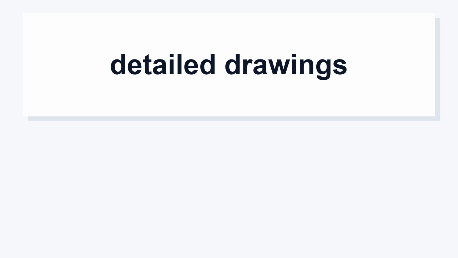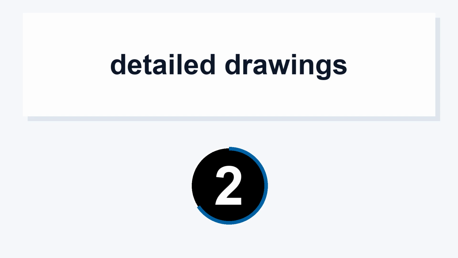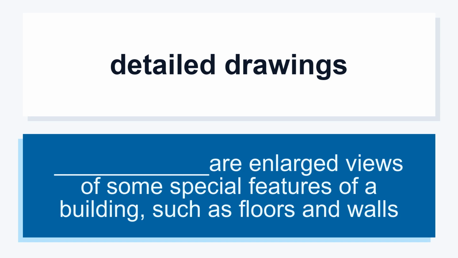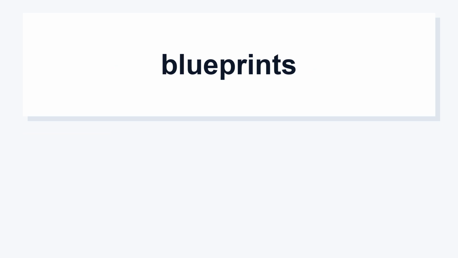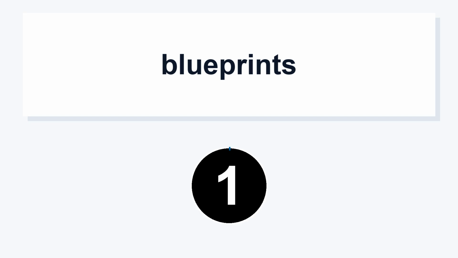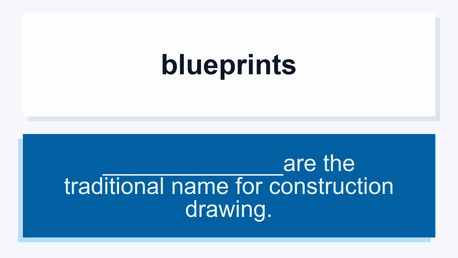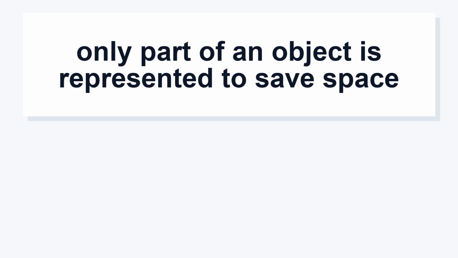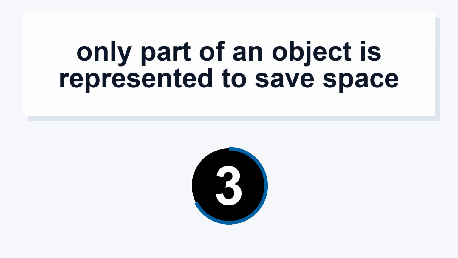Detailed drawings. Detailed drawings are enlarged views of some special features of a building, such as floors and walls. Blueprints. Blueprints are the traditional name for construction drawing. Only part of an object is represented to save space. Break lines are used to show that.